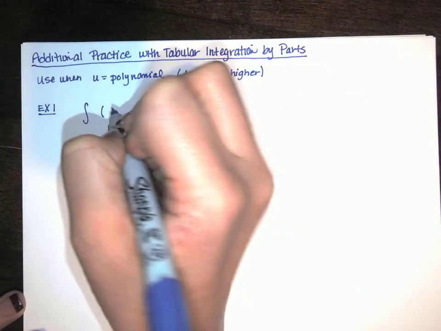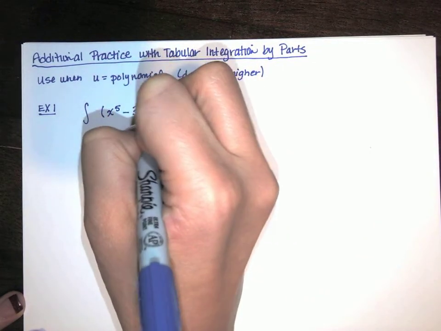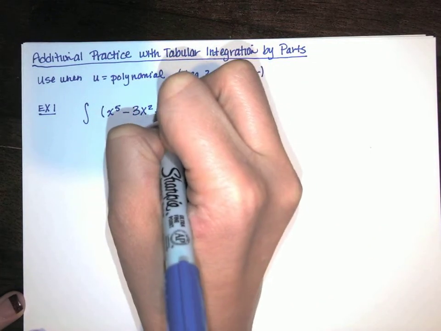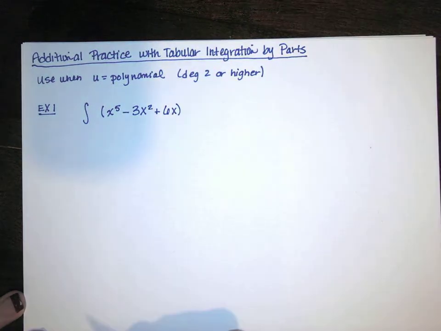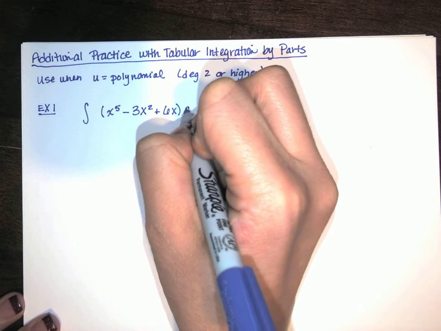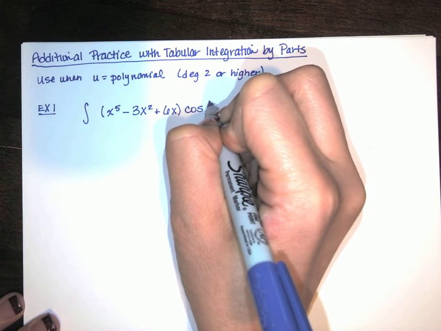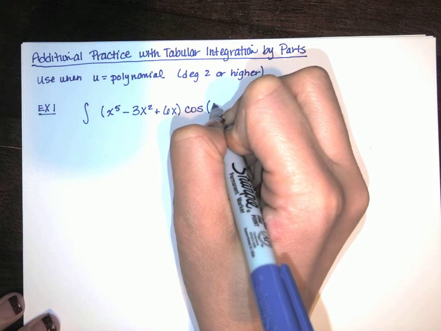Let's make it particularly involved. So let's say we've got this 5th degree polynomial times, let's say, cosine of 2x.